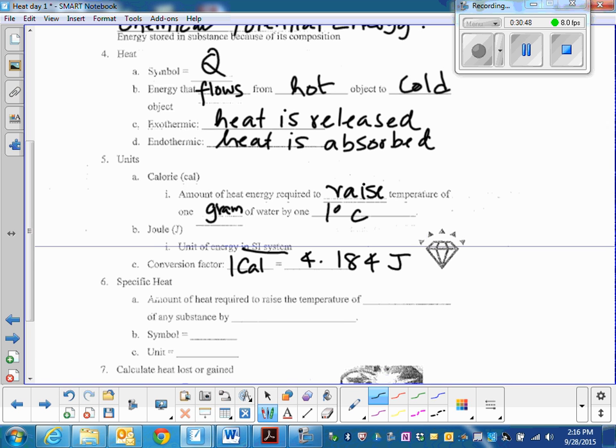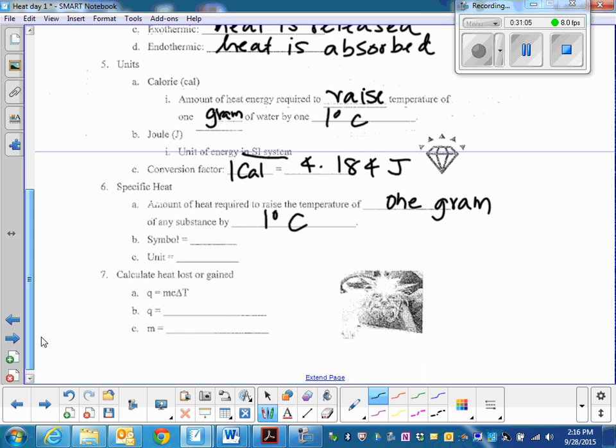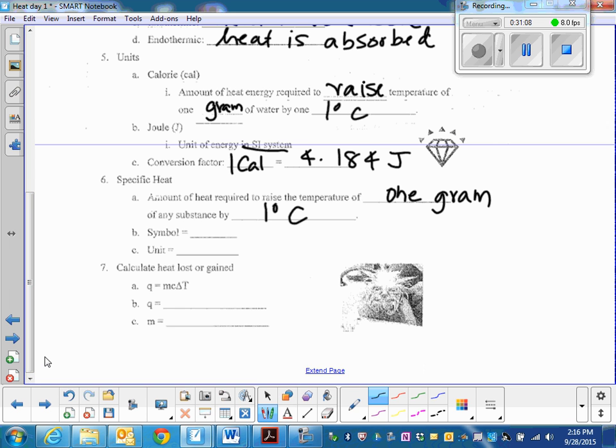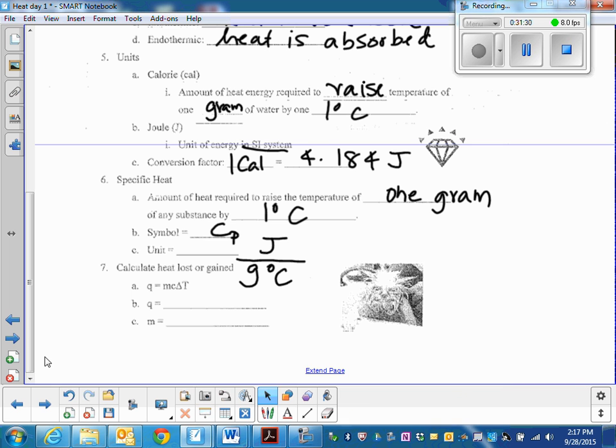What is specific heat? Specific heat is the amount of heat required to raise the temperature of 1 gram of any substance by 1 degree Celsius. The symbol for specific heat is C, lowercase p, where p is a subscript. Units are joules per gram degrees Celsius. This is a very important equation that you have to memorize.